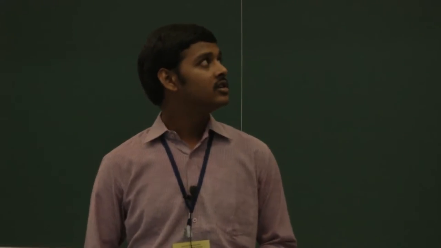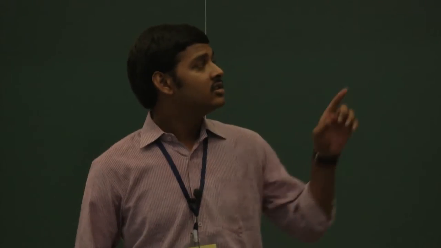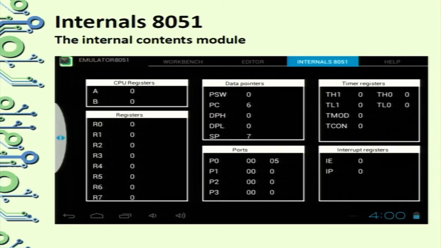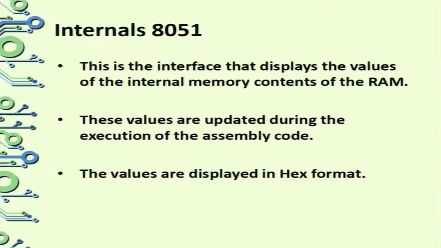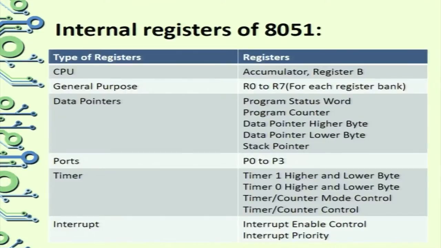Now I'm going to present to you one of the modules of our project, that is Internals 8051. This is the layout of the Internals 8051 module, and we can see the types of registers where the memory content is stored. This interface usually displays the internal memory content of the RAM. After assembling the code, the registers in the form of string variables read the updated values during the execution of the program and display them in hexadecimal.